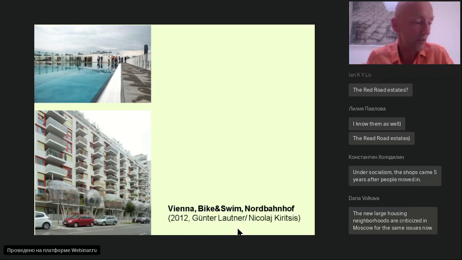So these facilities that are offered, swimming pools, party rooms, roof gardens, and so on. And by the bike infrastructure, I don't only mean bike lifts and bike sheds, but also so-called mixed mobility concepts.